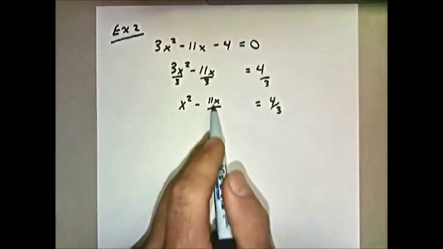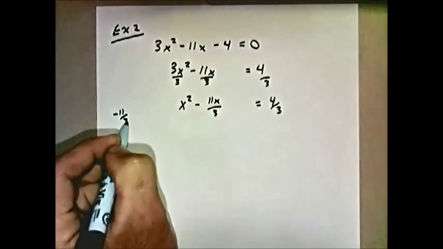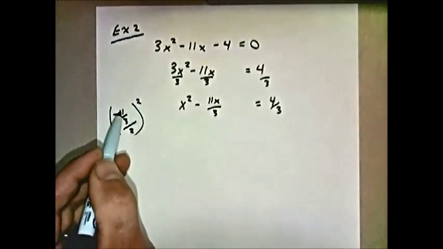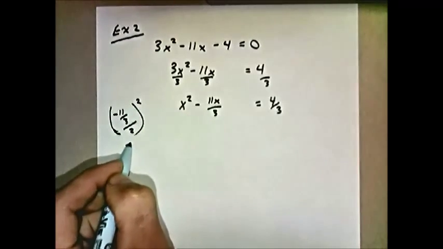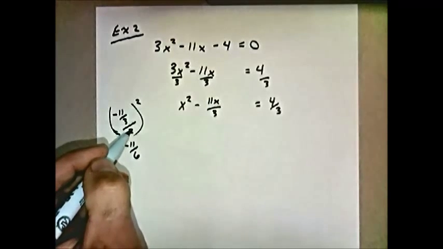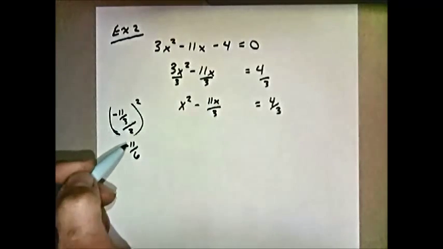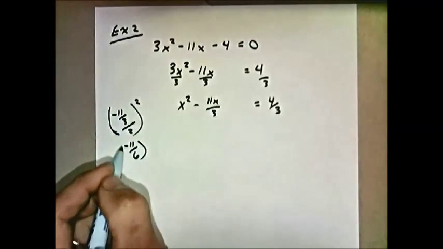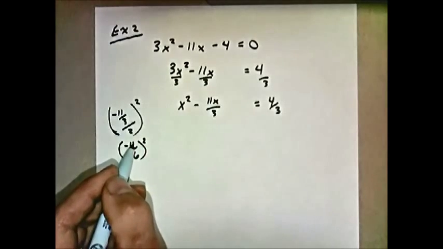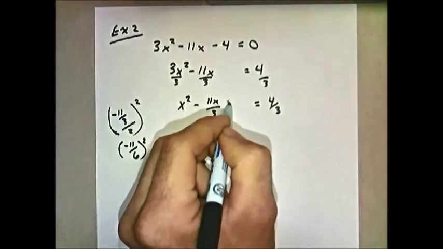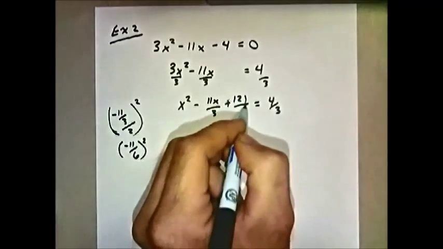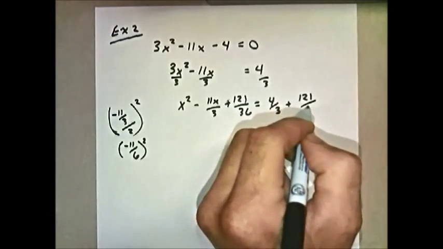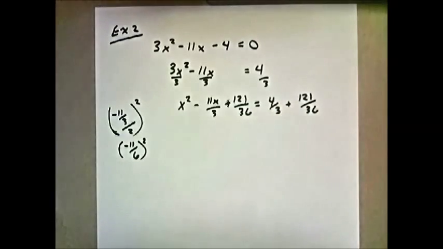We're going to take that 11/3 and we're going to divide it by 2 and square it. 11/3 divided by 2 is the same as 11/6. The quick way of doing that is to multiply the two denominators. So the denominator of the top and the denominator of the whole thing. Squared. Negative 11 squared is 121. And 6 squared is 36. So we're going to add 121/36 to both sides.